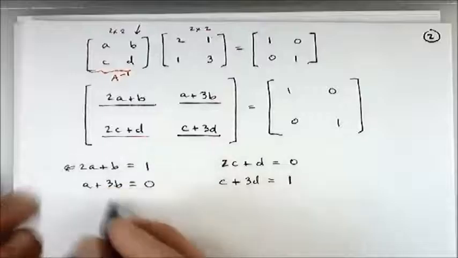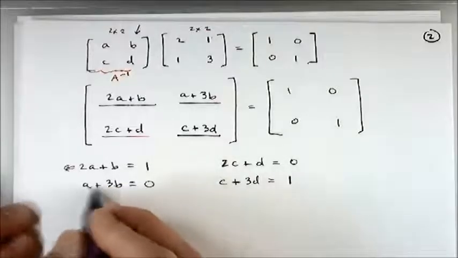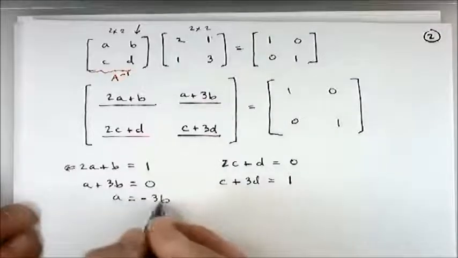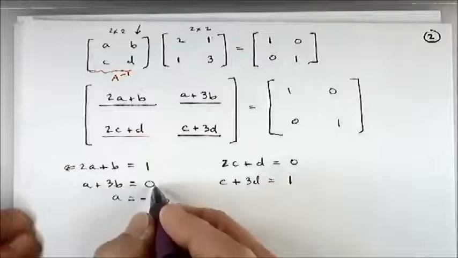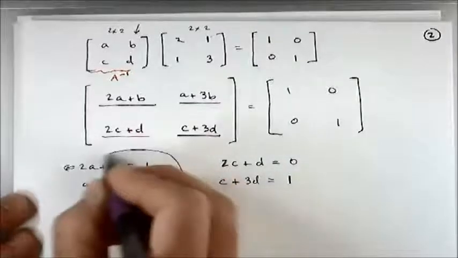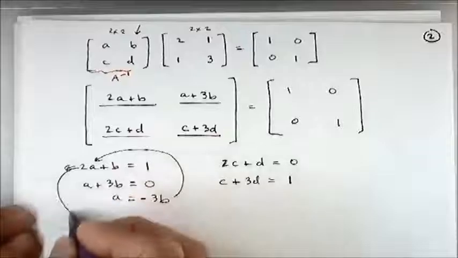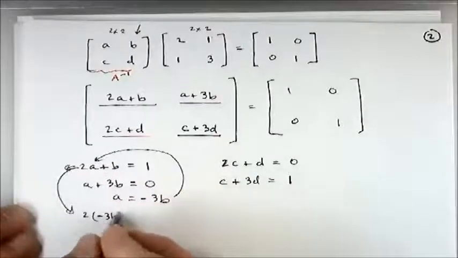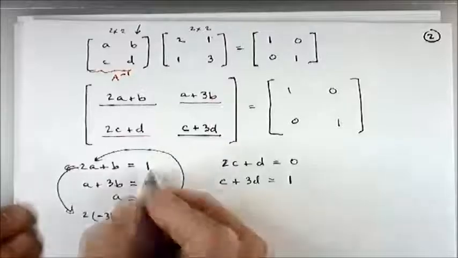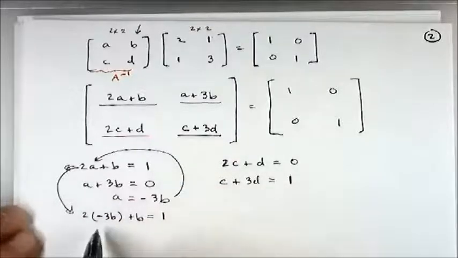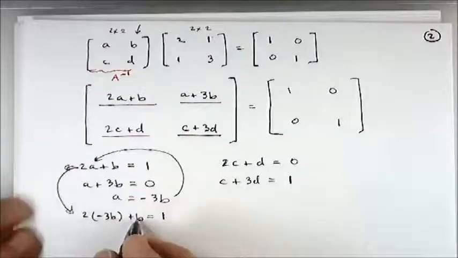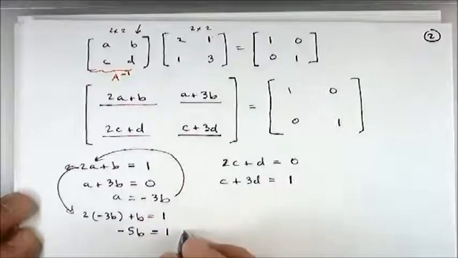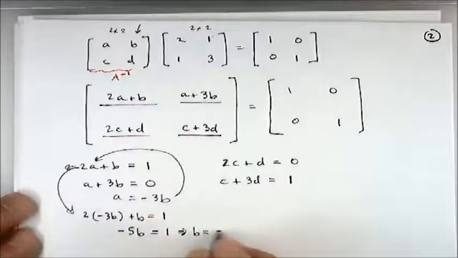Well, you know what I'm seeing here? This looks a lot easier. If A plus 3B equals 0, doesn't this mean that A equals negative 3B from this equation? And if I plug that into here, that's going to give me 2 times negative 3B plus B equals 1. That's negative 6B plus B. That's negative 5B equals 1. So I can see that B should equal negative 1/5.